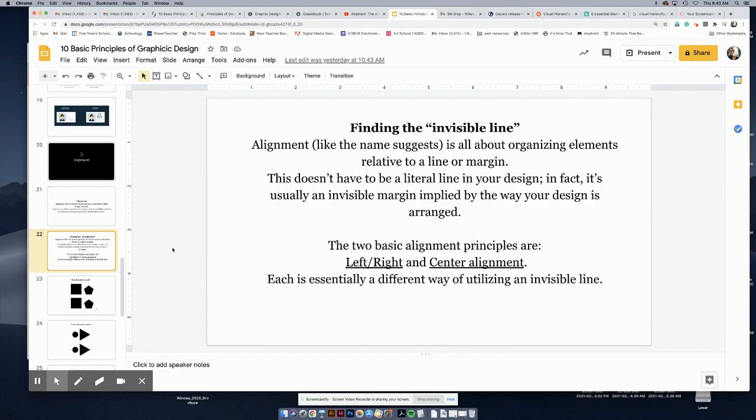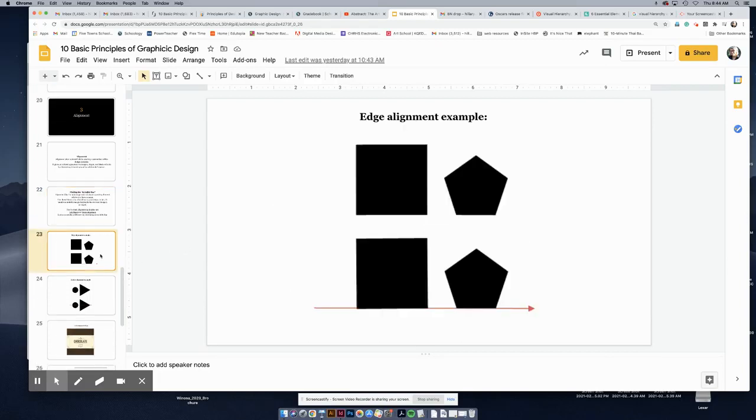It's important to find the invisible line in your designs or in any design. And it's all about organizing your elements relative to that line, okay? And we're going to start to look at some of the lines. When we look at alignment, we look at something that's left aligned, right aligned, or center aligned. What does that mean? Well, here are some examples.